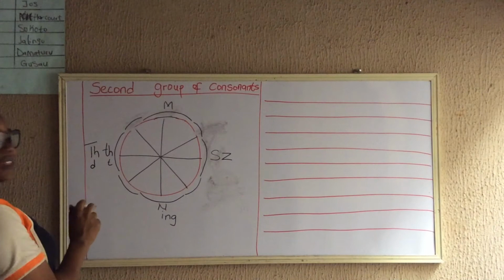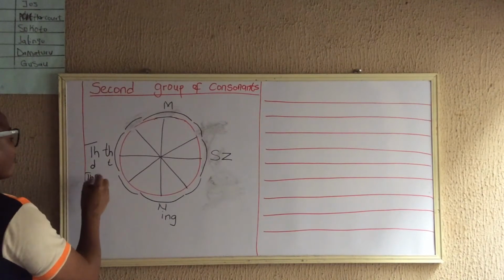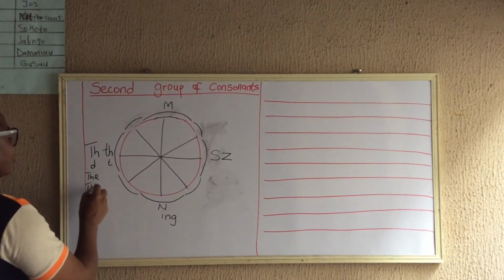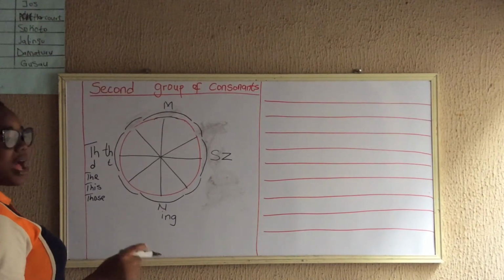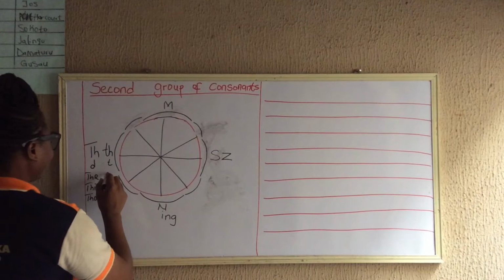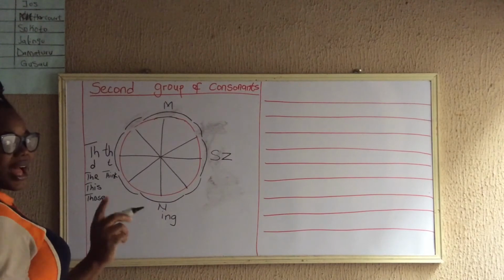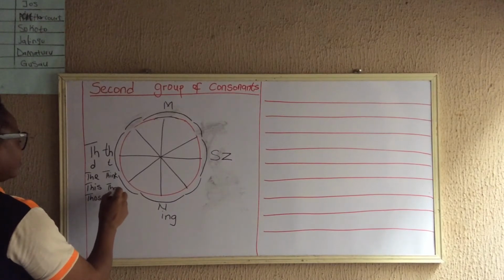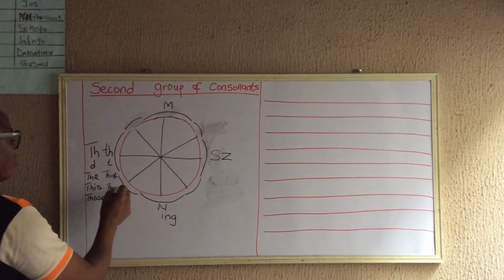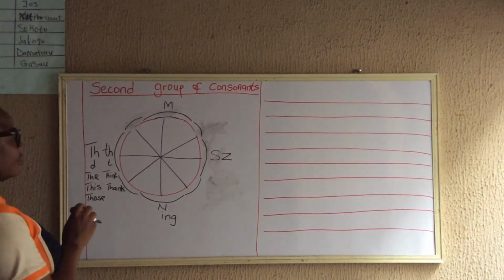Then look at examples of this TH that sounds D, as in this, as in those. While the TH here sounds as in think, as in thank. I want to believe we can see the difference between this TH and this TH here.